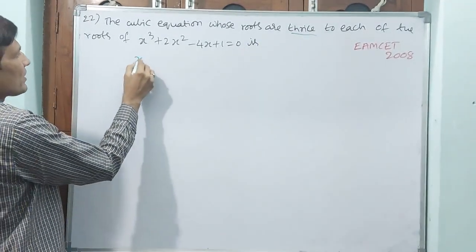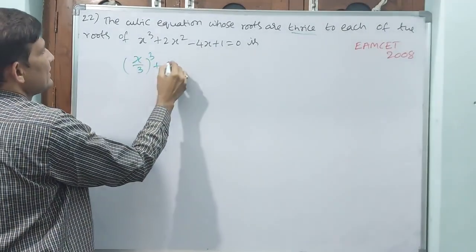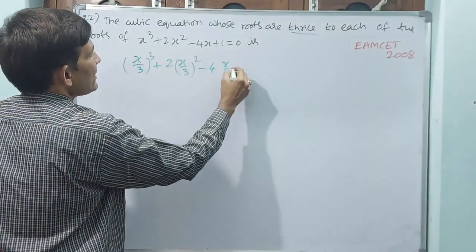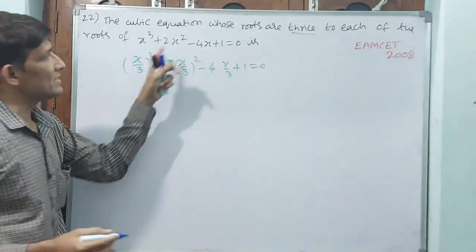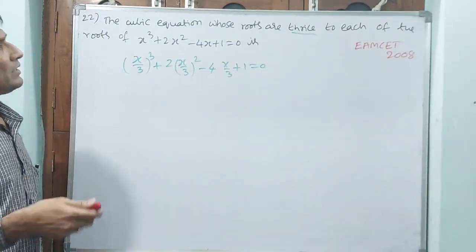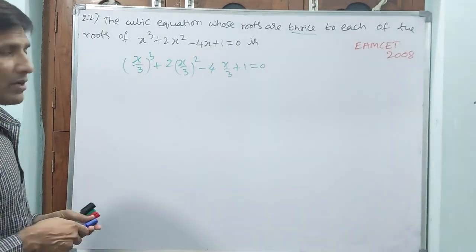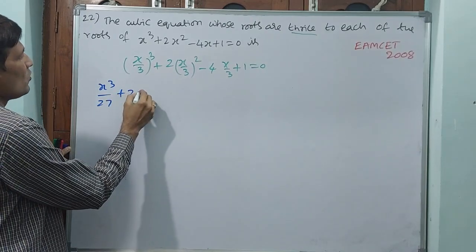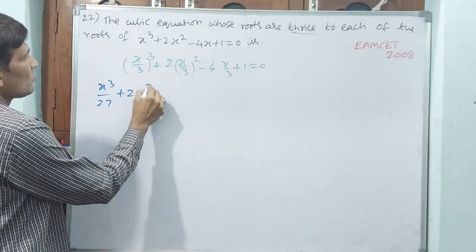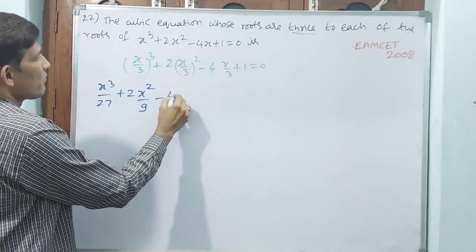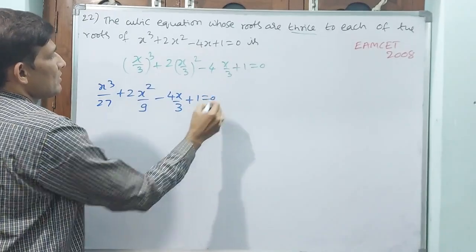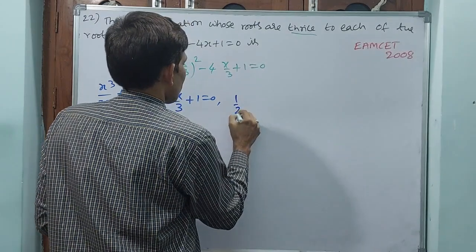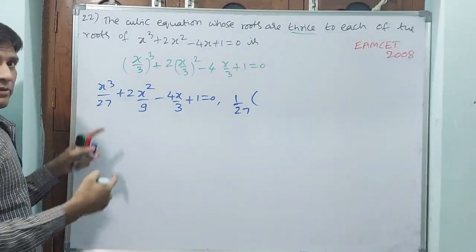See what I am doing: (x by 3) whole cube plus 2 (x by 3) whole square minus 4 (x by 3) plus 1 equal to 0. Wherever x is there, only divided by 3 has to be written. Now see, x cube by 27 plus 2x square by 9 minus 4x by 3 plus 1 equal to 0. You see, 27 is the LCM. I have taken 27 as the LCM.